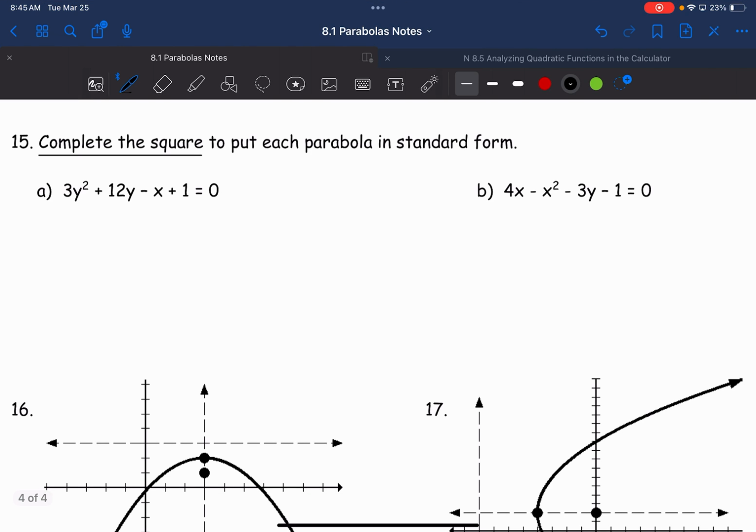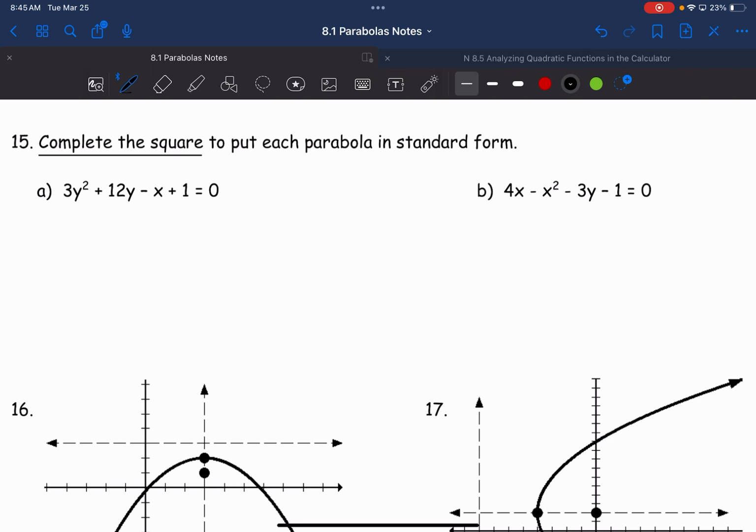When you're completing the square, you can either move everything to the other side that you're not going to put in that parenthesis, or you can just leave it on the outside of your parenthesis on that side. Either way, you'll get the same outcome. So I'll do one both ways.